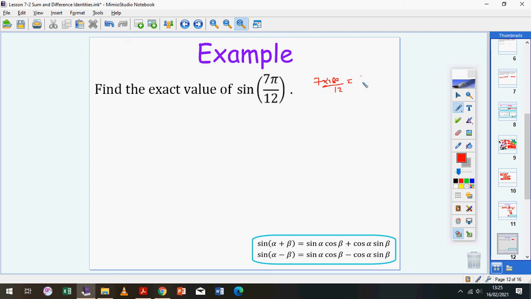Okay, so now I know it's 105 degrees. I know it's in this quadrant over here, the second quadrant. And I know that sine in that quadrant is still positive. So I'll just be looking for the acute angle in this quadrant that has the same sine as 105. Well, 180 minus 105 is 75 degrees. So that acute angle is 75 degrees. That means that the sine of 105 is the same as the sine of 75 degrees, right?